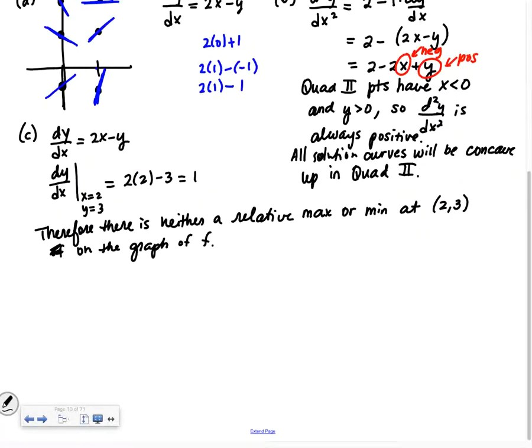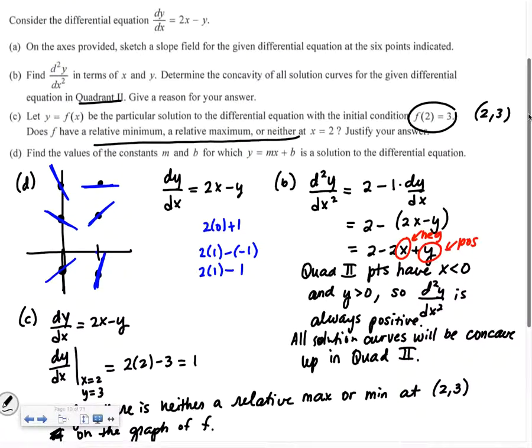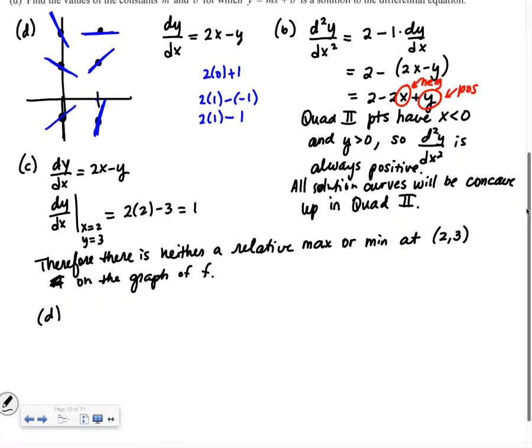And then part D, let me go back up there. Find the values of the constants m and b for which y equals mx plus b is a solution to the differential equation. So it's saying you can't find the solution right now because it's not separable. There are ways in regular differential equation classes in college to do that, but we don't know how to do it. We've only dealt with separable ones in AP Calc.